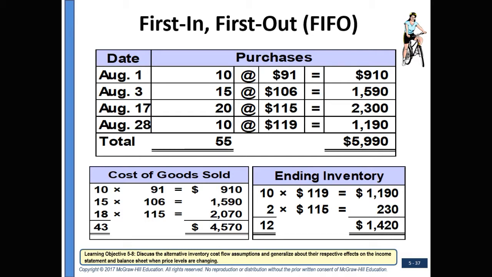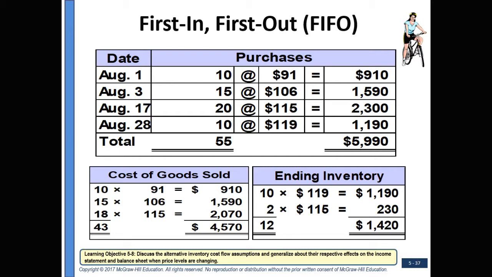So looking at first in, first out, the August sales for TBC would result in the beginning inventory and the first purchase as costs assigned to cost of goods sold, and the last purchases costs would be assigned to the ending inventory. So using the periodic inventory system and the 43 items sold, we would allocate those costs.